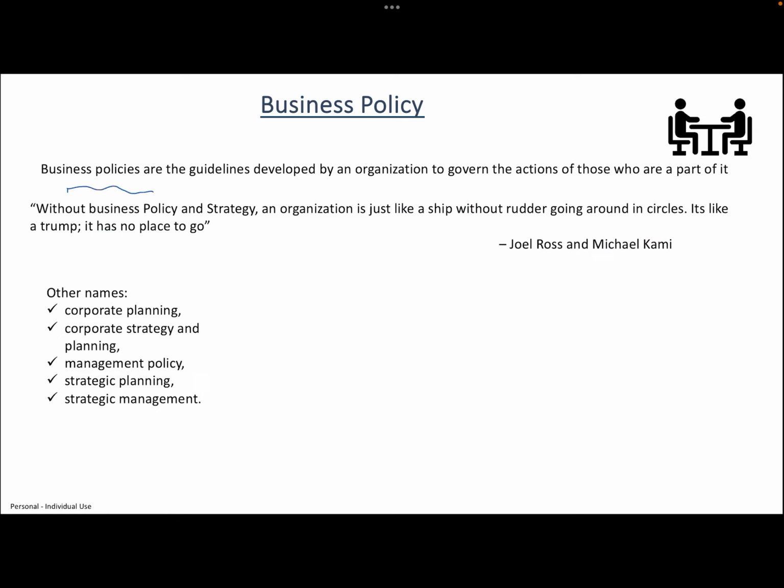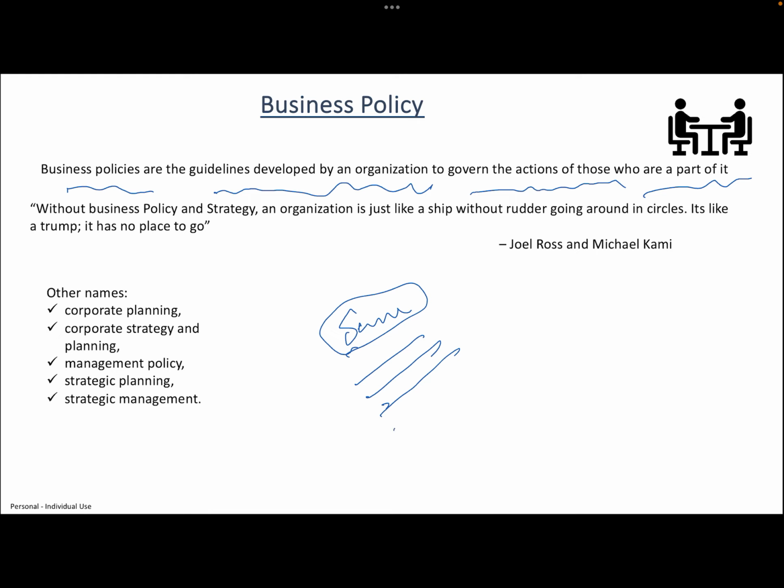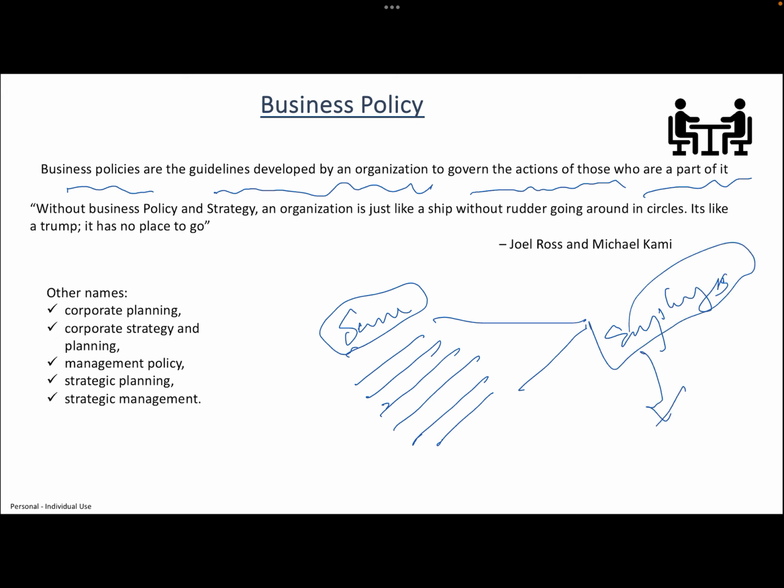So business policies are the guidelines developed by an organization to govern the actions of those who are a part of it. Senior management makes some decisions, strategies, and other things. Then that should be properly put in a document as guidelines, and that will be given to all the employees who are part of the organization, who are going to work towards the common goal of the organization. So business policy is a guideline on how others should work to achieve the common goal.